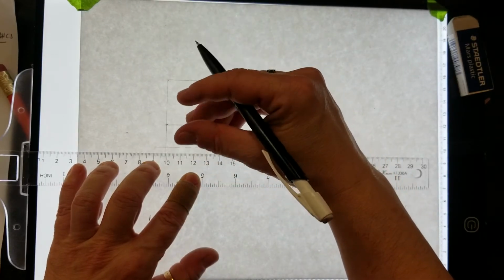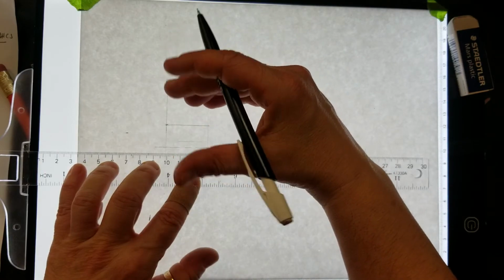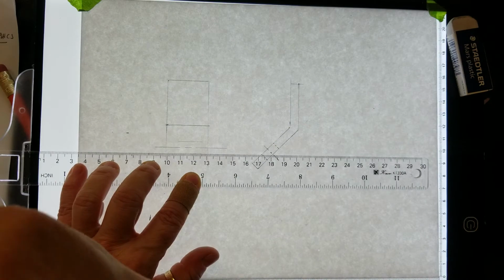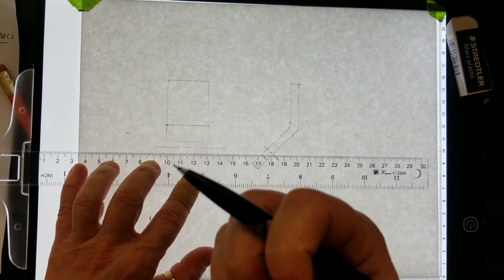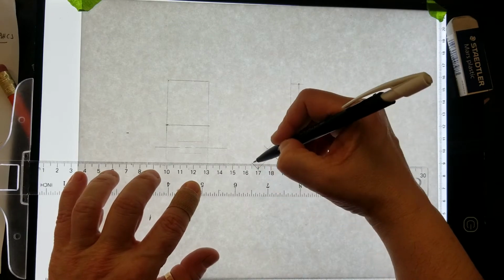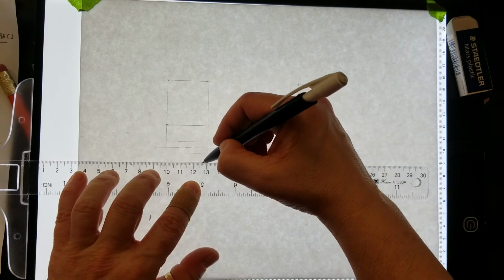And this view is going to be squashed. It's going to be squashed because the face is angled. That squashed look, it's called an ellipse. Called an ellipse. Over here, this is the bottom edge of my shape.